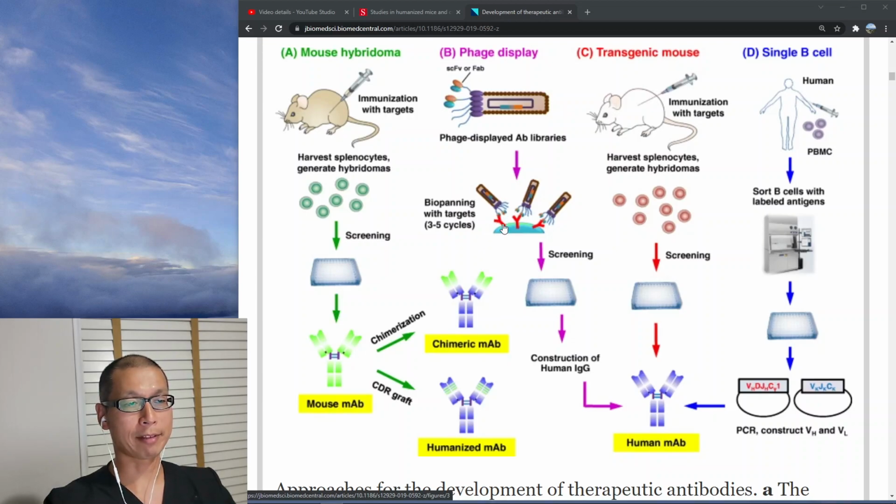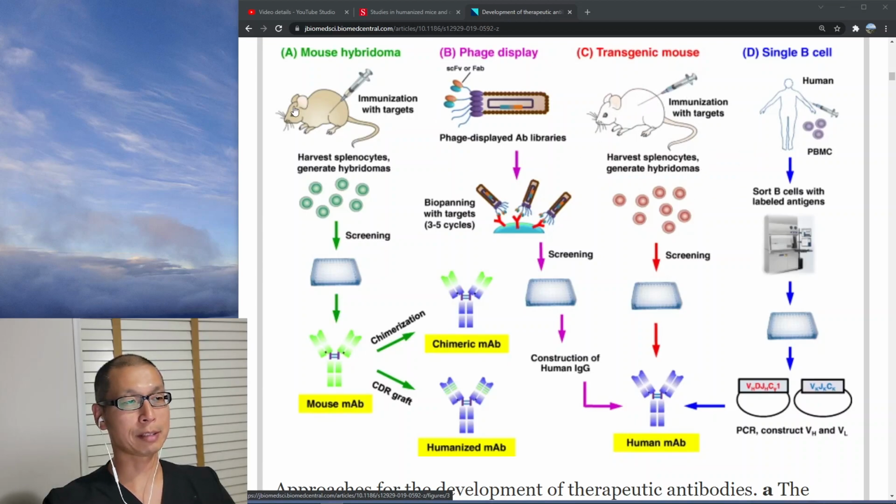Then you can screen them by seeing which one of them will stick to your target. And then for the ones that stick to your target, you construct the human IgG and you express it in a transfection system. The second is a transgenic mouse that basically has a humanized immune system.